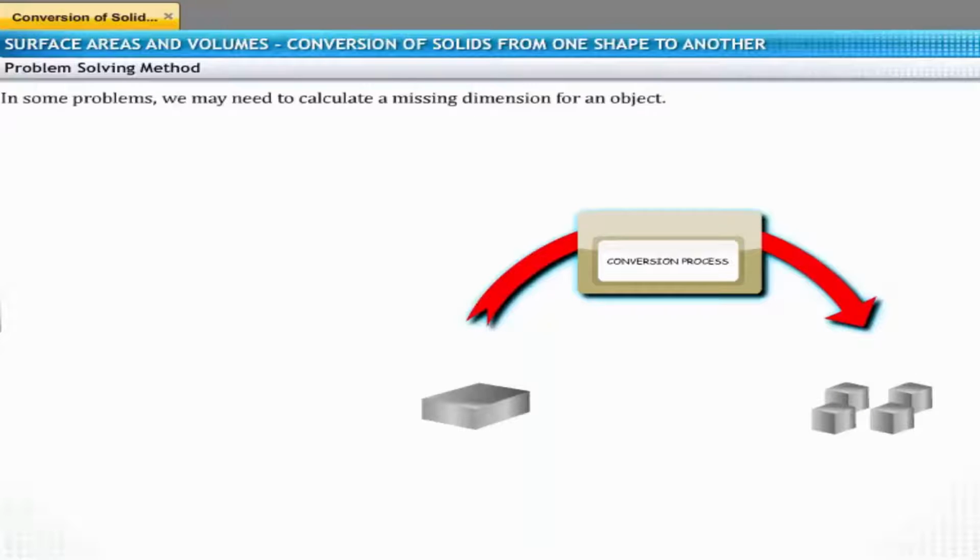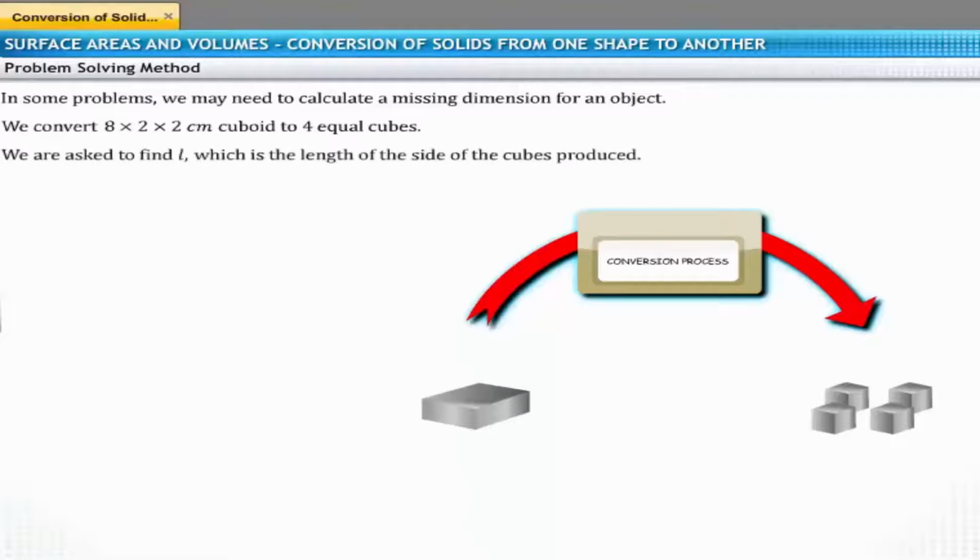For the example on the screen, we convert 8 into 2 centimeter cuboid to 4 equal cubes. We are asked to find L, which is the length of the side of the cubes produced. We will equate the volumes to get 8 into 2 equals 4 into L cubed. We will then solve for L to get L equals 2.